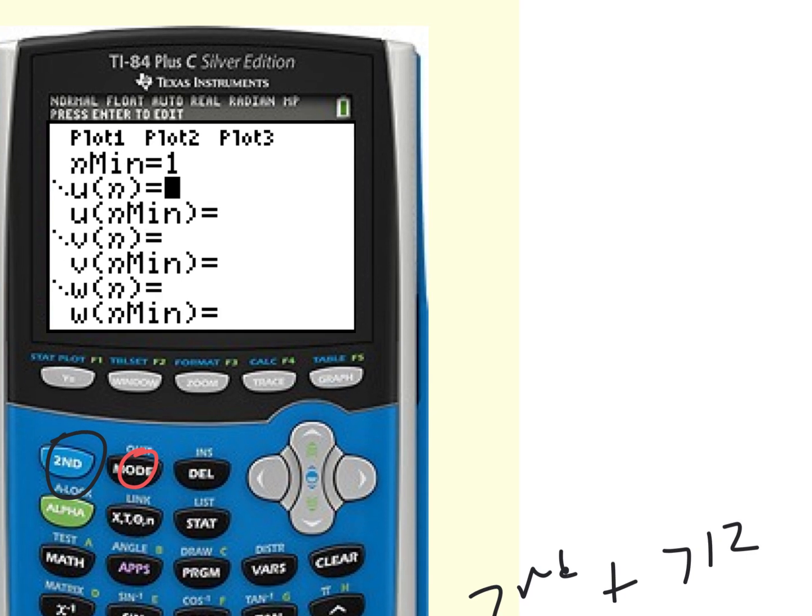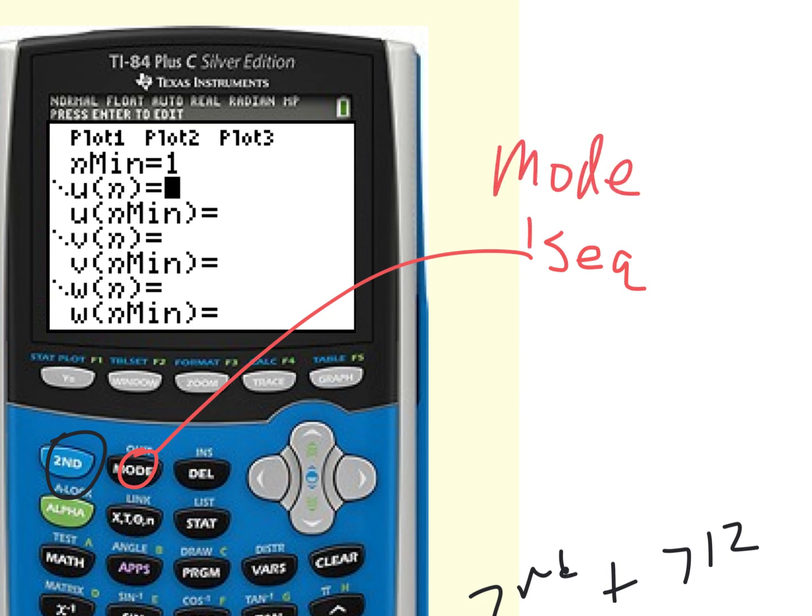All right, next, you're going to hit the mode button because we need to get it out of the normal thing, which is called func mode, function, of course, and set it into a different mode. Take a wild guess which one it is. Seq, S-E-Q, that stands for sequence mode. So we're changing the mode to sequence mode. The way we'll know that you did that right is when we hit the Y equals button, it should look like the screen right here.